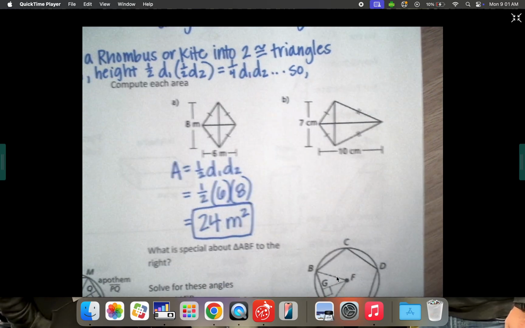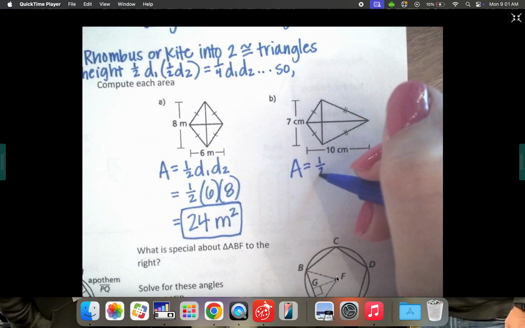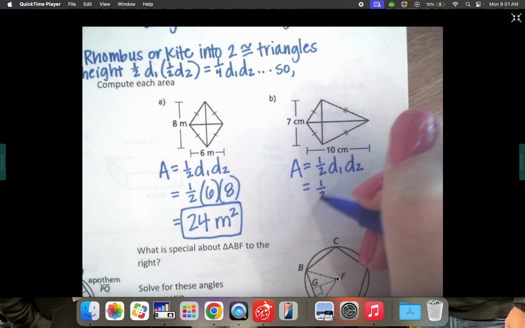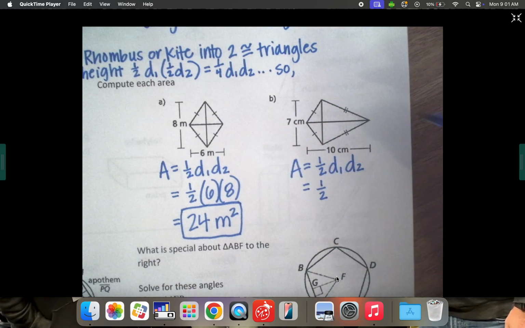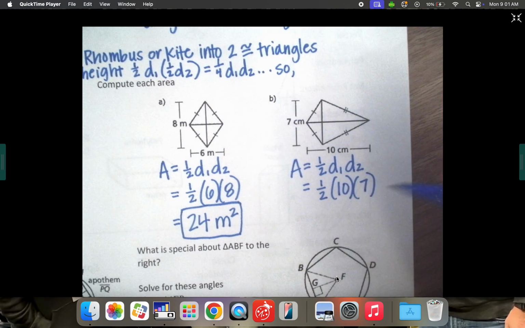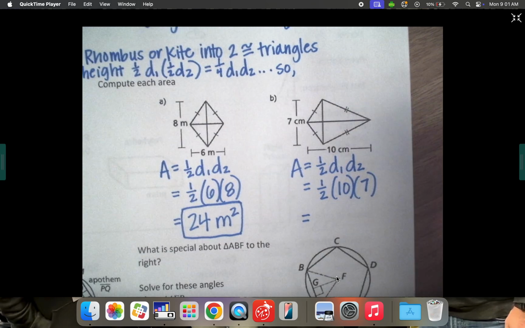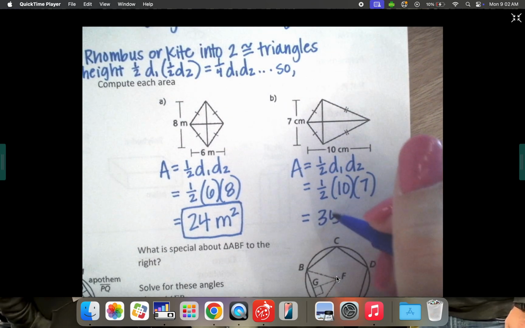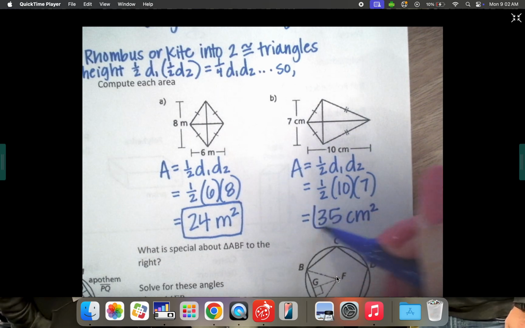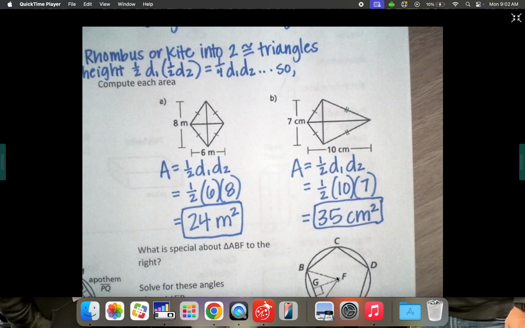All right, let's move on to the kite really quickly. Again, the area of a kite is half d1 times d2. We're going to say d1 is, it doesn't matter, 10, and then d2 is the one that's 7. Put it all together, half d1 times d2, I think that's 35. Hope that's right. If not, at least you know what to do. You're just going to follow this formula. I think that's right. Okay.